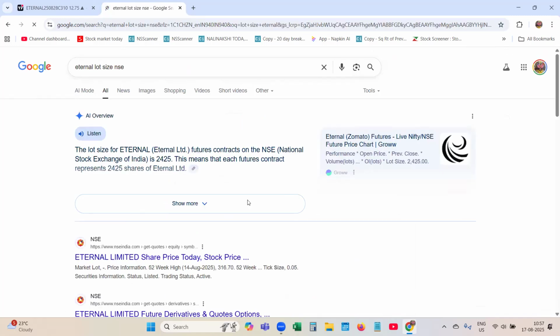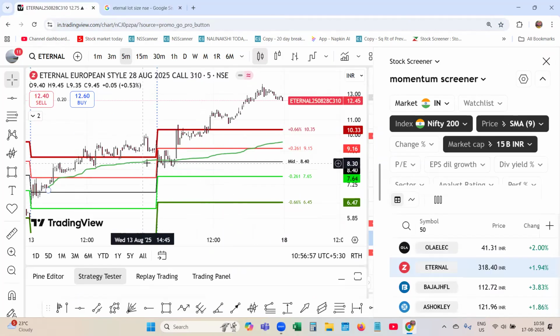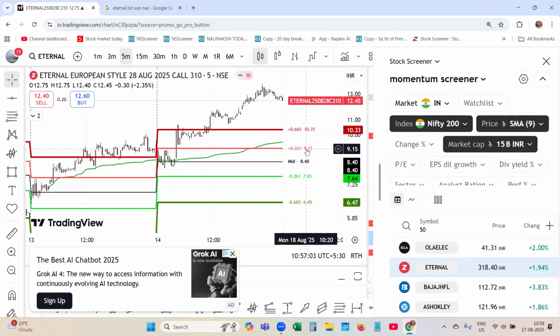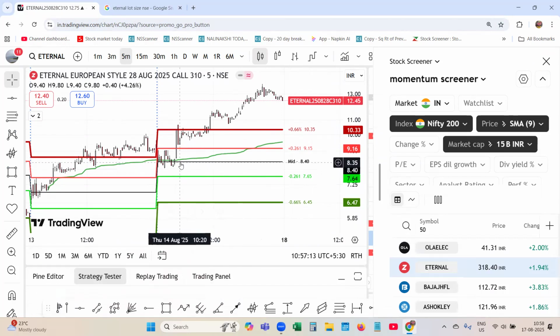Eternal lot size, it gives you 2425. See, you have got 8.4 to 9.5, 1 rupee, 1 rupee, 2 rupees, 3 rupees, and 4 rupees. So beautifully. So it is a hindsight chart.